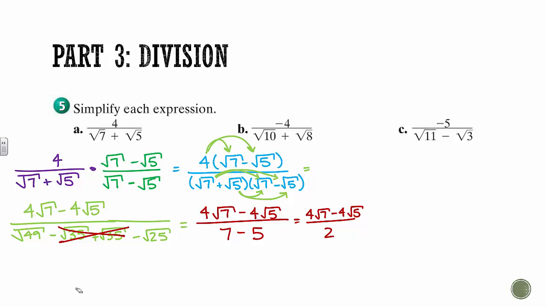But unfortunately, this is not simplified. Since both of these have a 4 here, we can factor a 4 out. Or in this case, since there's a 2 in the denominator, we can factor a 2 out. And you're left with 2 root 7 minus 2 root 5 all over 2. And then just like last chapter, these 2's can cancel out. So your answer to this problem is 2 root 7 minus 2 root 5.